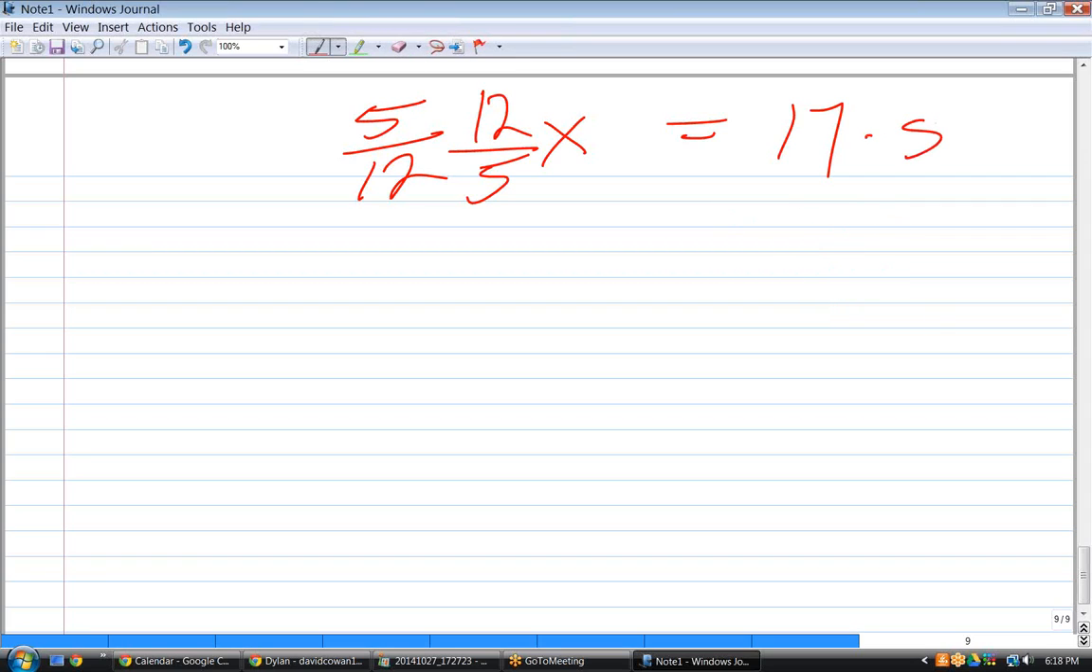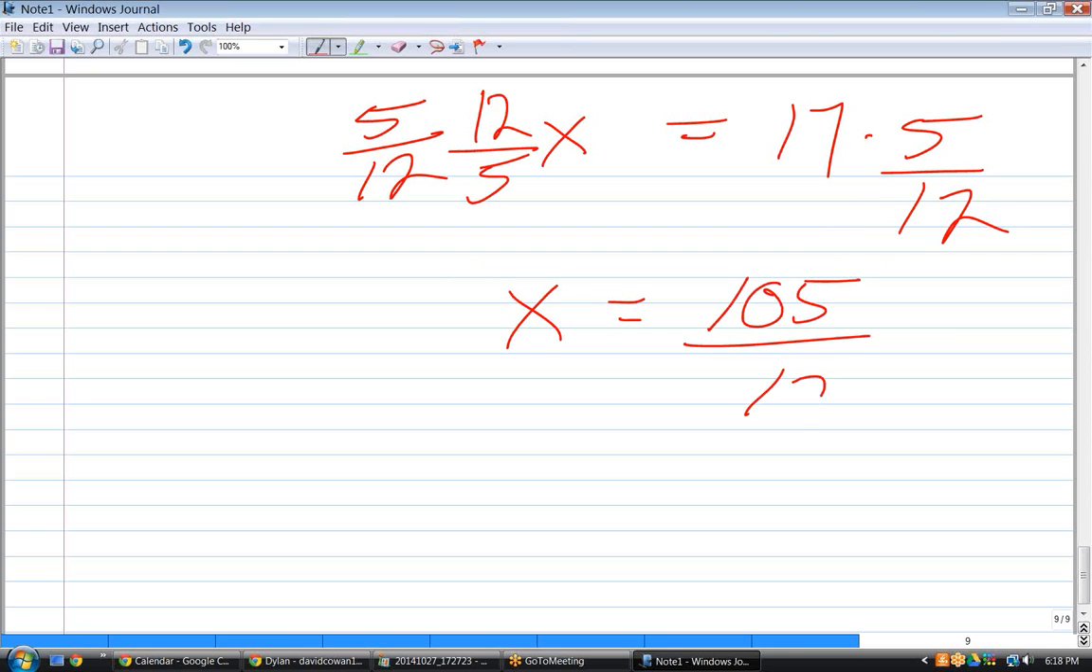And then we have x equals 105 divided by 12. No, 85 divided by 12. Is 85 divisible by anything that 12 is divisible by? No, it is not. So that's your final answer. Cool. Awesome.